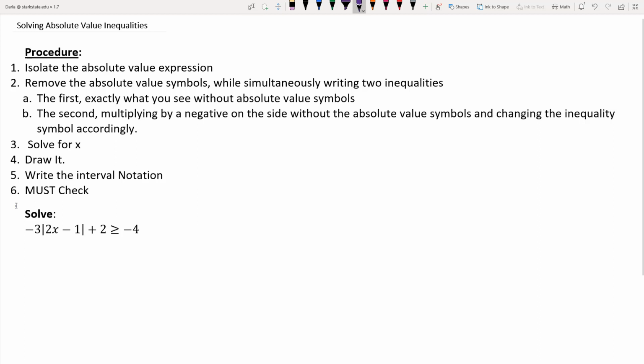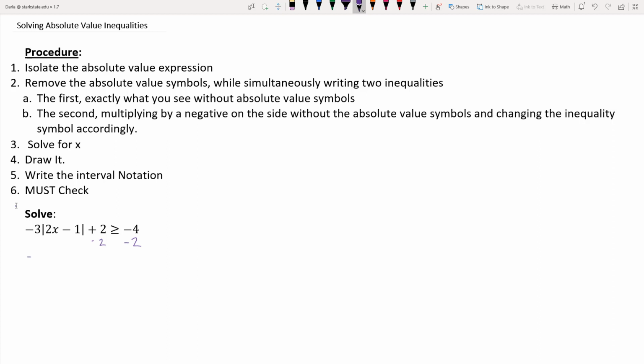The focus of this lesson is on solving an absolute value inequality. So the first step is to isolate the absolute value expression. So we need to remove this addition of 2 and this multiplication by -3. And so we'll undo those operations. So our first step is to subtract 2 from both sides.